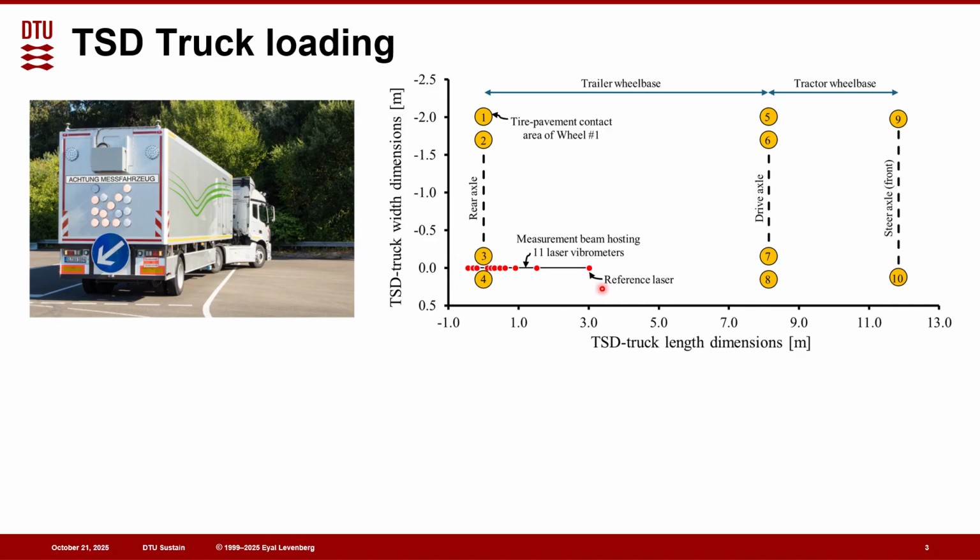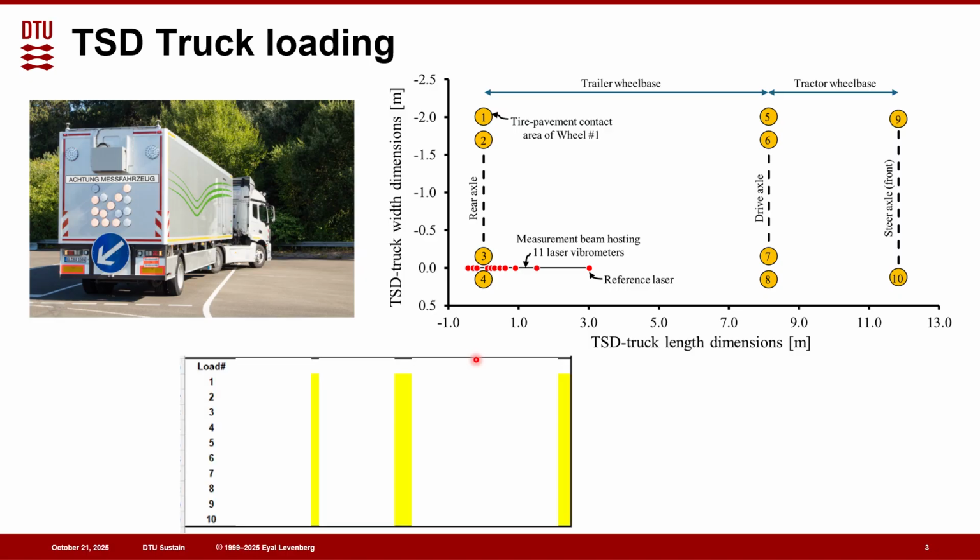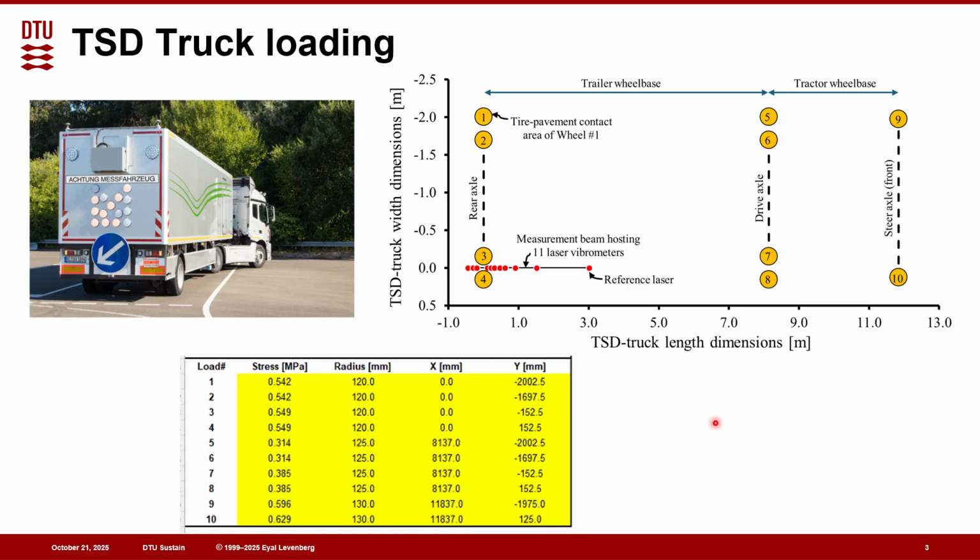And here you can see the reference laser location at an offset distance of about 3 meters from the rear axle center. Specifically, the 10 loads are shown here. These are the stresses and these are the radii. They were measured from the contact width of the tires with the pavement, and here are the specific locations of the centers of the different loads. The origin of the coordinate system is in the middle between loads 3 and 4 here.